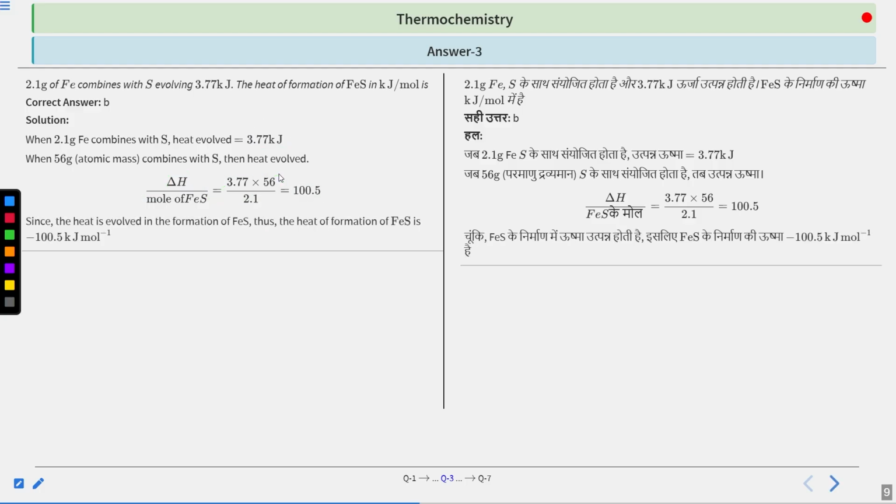Now, since the heat is evolved in the formation of FeS, the heat of formation will be negative 100.5 kilojoule per mole. So in this way you will solve this question number 3. Now moving on to the next question.